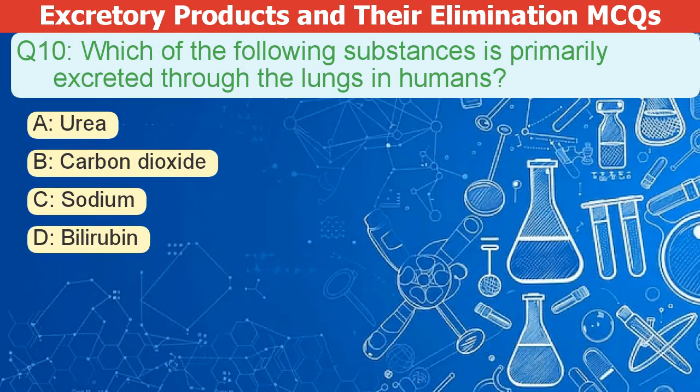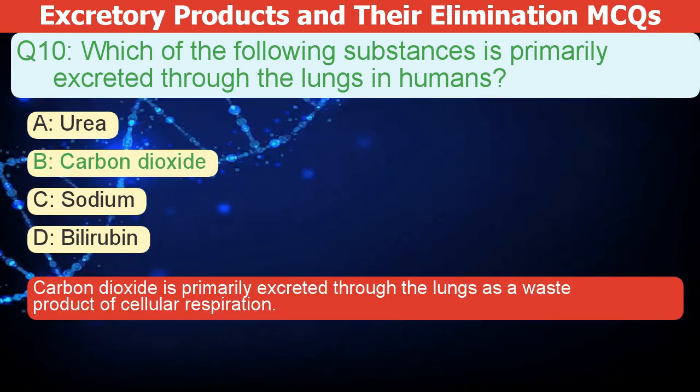Which of the following substances is primarily excreted through the lungs in humans? A. Urea. B. Carbon dioxide. C. Sodium. D. Bilirubin. The correct answer is B. Carbon dioxide is primarily excreted through the lungs as a waste product of cellular respiration.